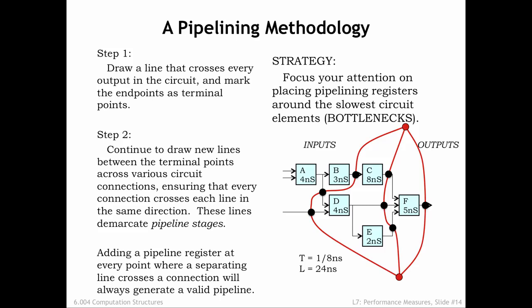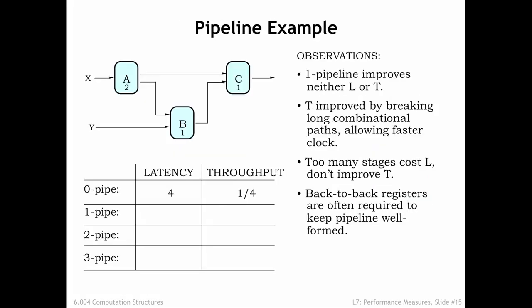For example, we could have included the E module in the same pipeline stage as the F module. Okay, let's review our pipelining strategy. First, we draw a contour across all the outputs. This creates a 1-pipeline, which, as you can see, will always have the same throughput and latency as the original combinational circuit. Then we draw our next contour, trying to isolate the slowest component in the system.